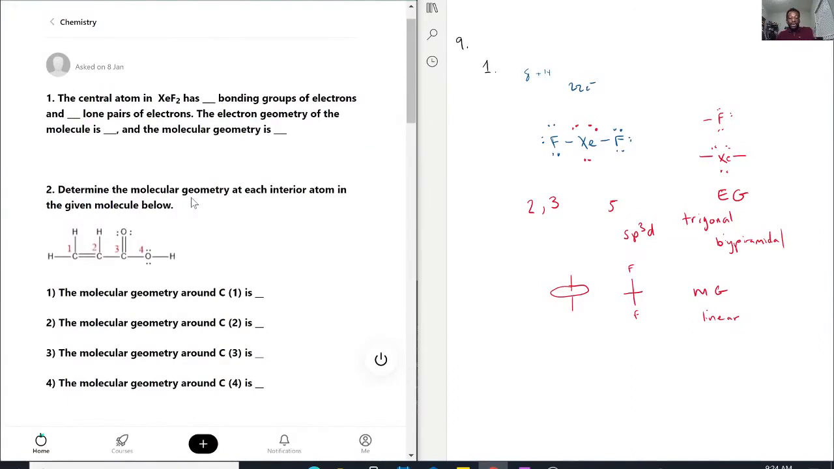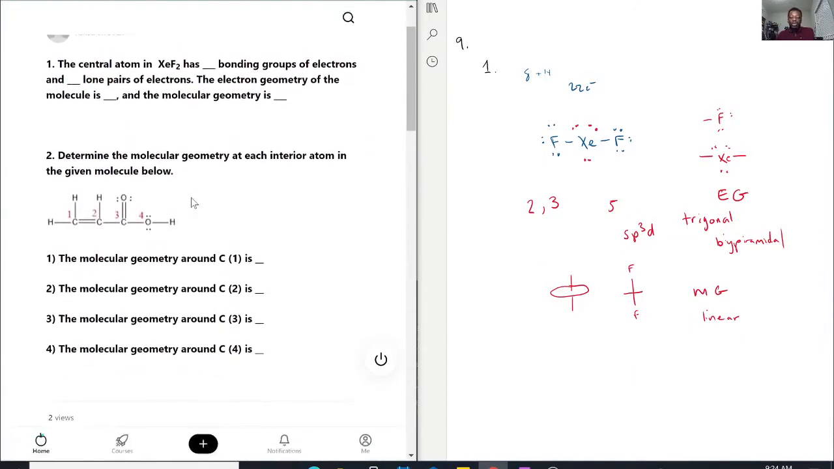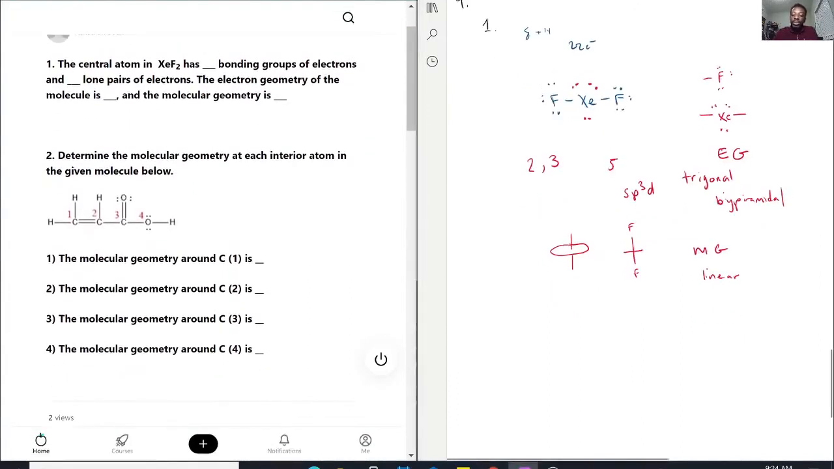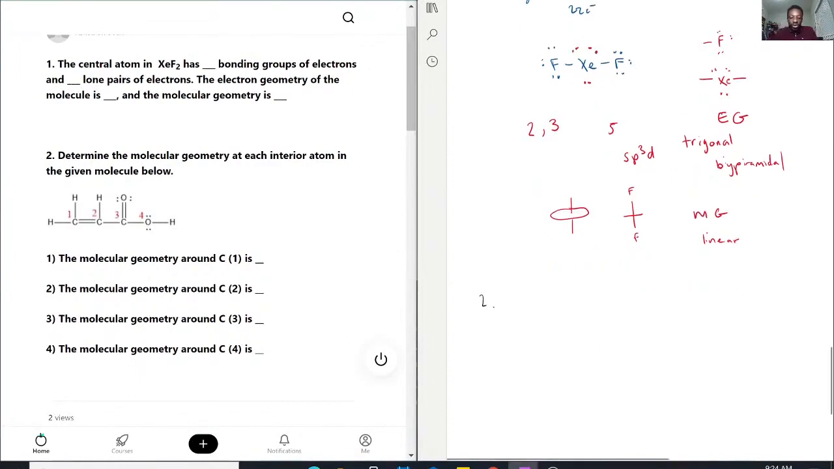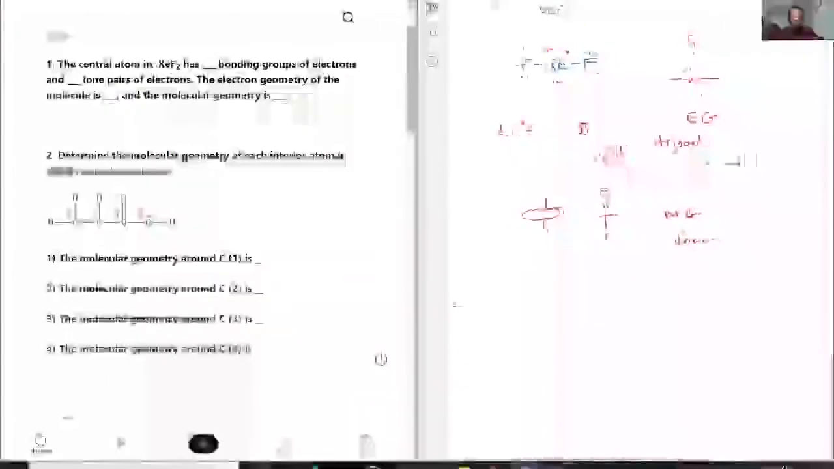So now for this question, they're asking us to determine the molecular geometry. The second part of this question: determine the molecular geometry at each interior atom in the given molecule below. So with that being said, we're just going to draw each carbon individually and not really draw what it's bonded to, but just the type of bonds. And the last one is an oxygen. So it's not actually going to be C4, it's going to be around O. Just as a quick note there. So we're going to draw it out.